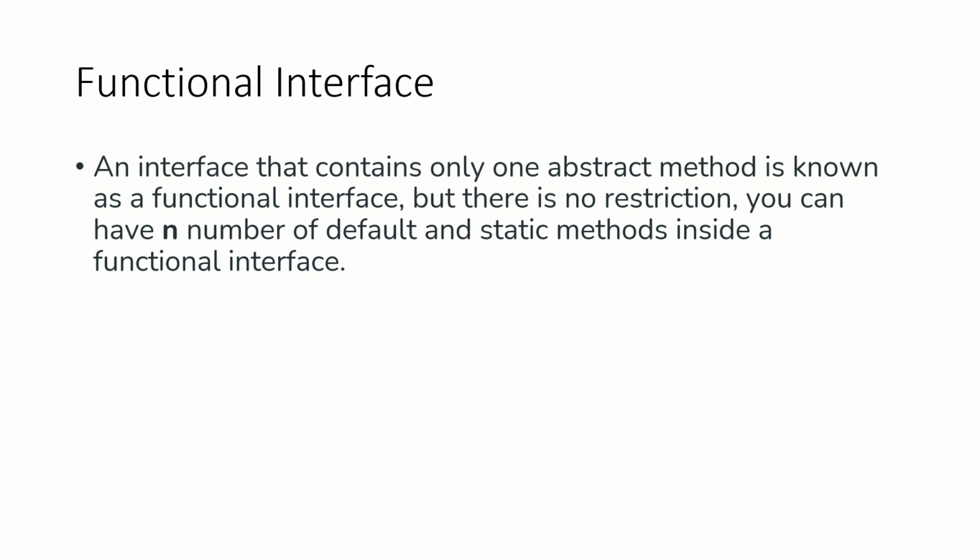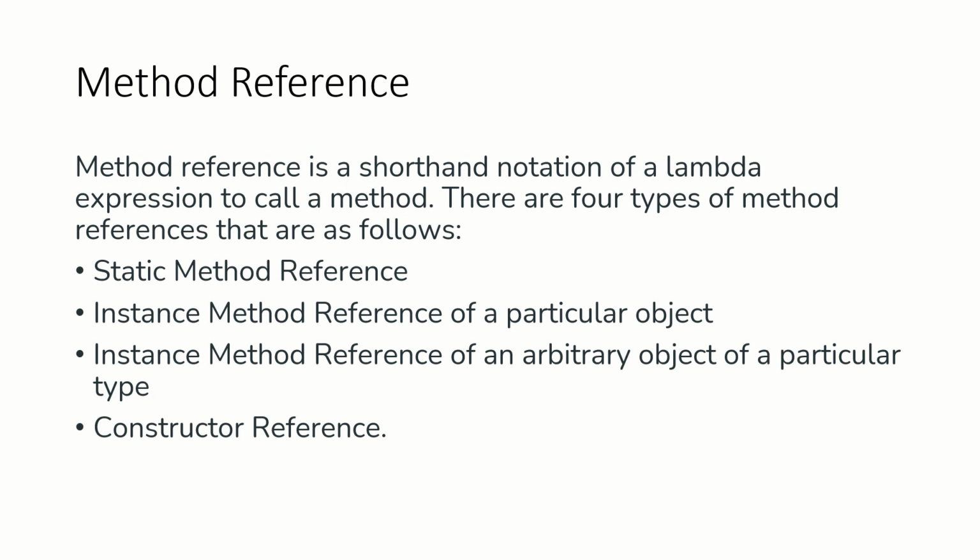Now let me go to the next slide and explain the method reference. Method reference is a shorthand notation of a lambda expression to call a method. So in place of a lambda expression, using the method reference, you can call the method. There are four types of method reference as follows: static method reference, instance method reference of a particular object, instance method reference of an arbitrary object of a particular type, and constructor reference. All these four types of method reference we are going to explain when we discuss this method reference feature in a separate video.